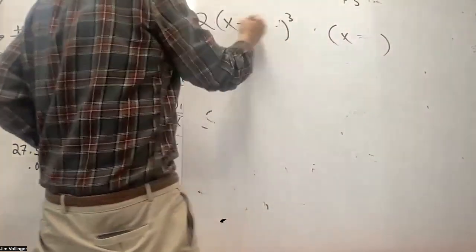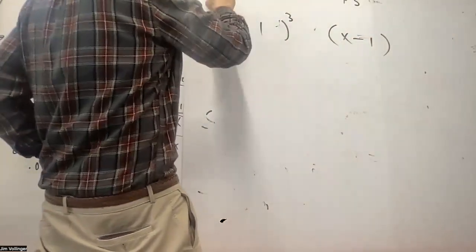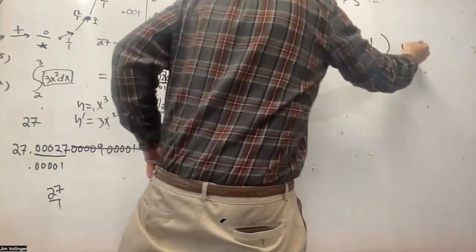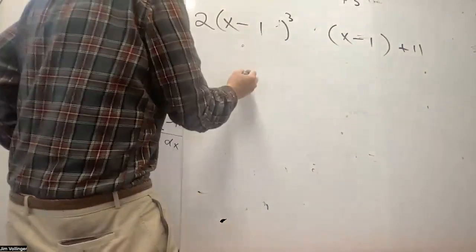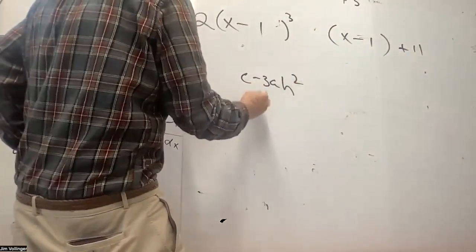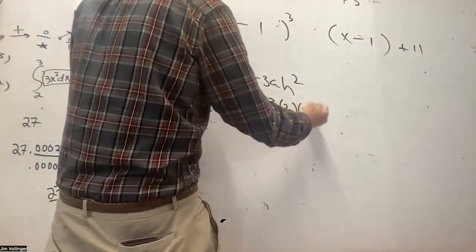Okay, now minus b, 6 over 6, 1. So minus 1, minus 1. So now I put 1 in, and that's just going to get me minus 4 plus 6 plus 5, which is 11. And then all I have to do is c minus 3ah squared. C is 10. Minus 3, a is 2. H is 1 squared.